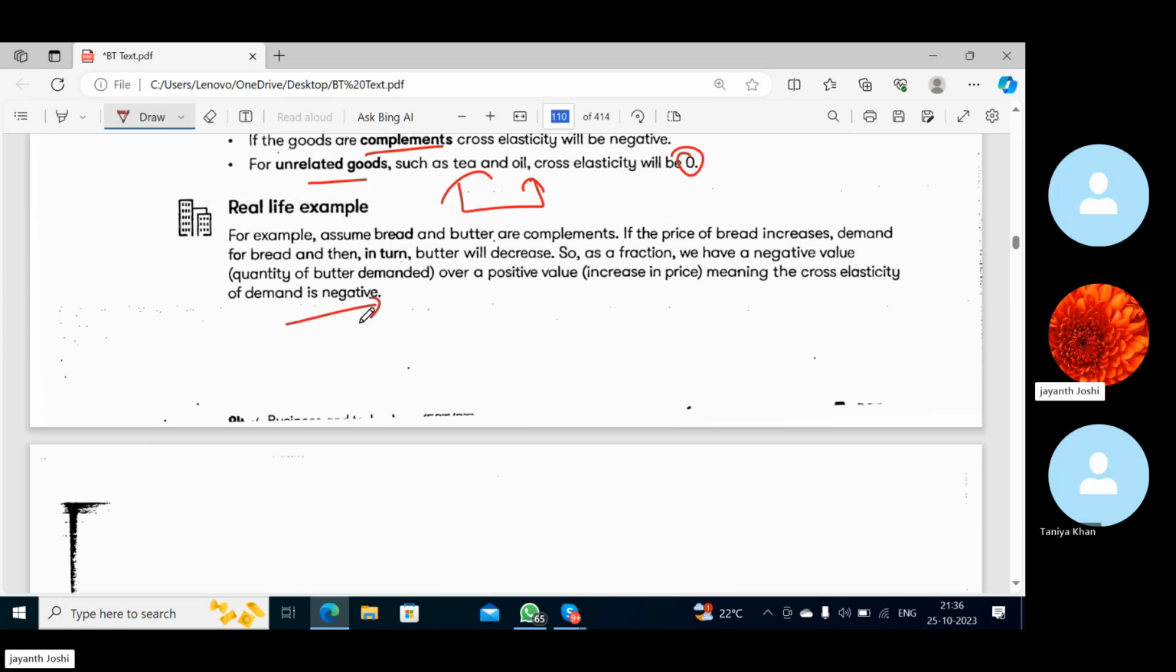There is a real life example. Assume bread and butter are complements. If the price of bread increases, demand for bread and then in turn butter will decrease. Why? There are a lot of eatables available, right? So if the bread price is increasing very high, people will look at some alternative and buy something else. So price increases, demand decreases, and butter demand will also decrease.